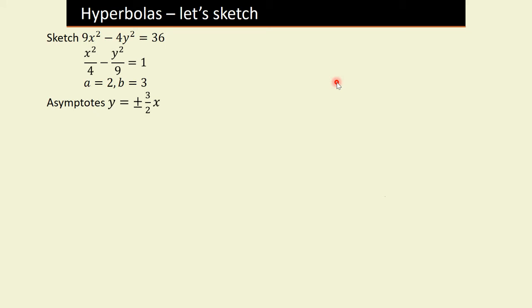We've got our asymptotes: y is plus or minus 3 over 2 x, and we know our vertices are going to be at 2, 0, and minus 2, 0, because we've got the a value. So from that point, it shouldn't be too difficult to sketch it. We can sketch our asymptotes in, put in where the vertices are, and we've got a nice little sketch going on there.